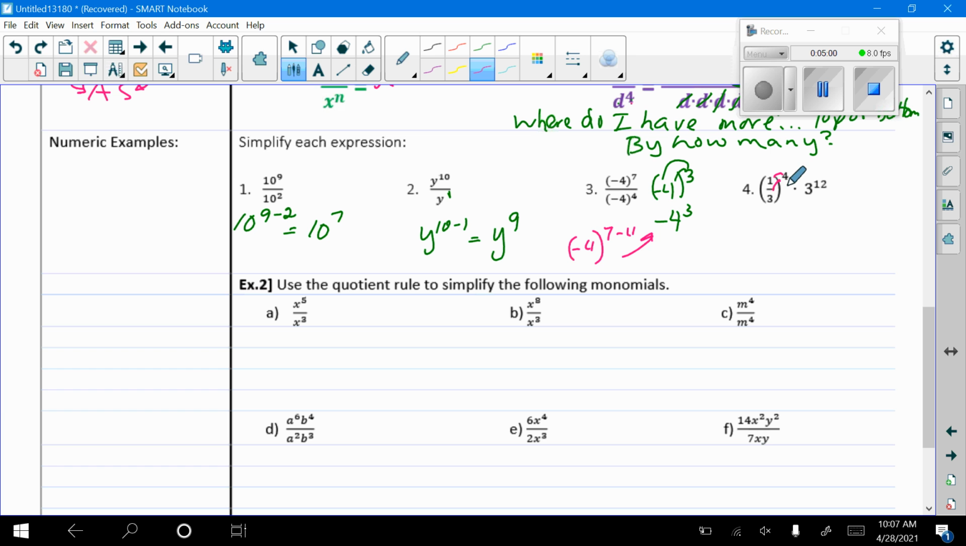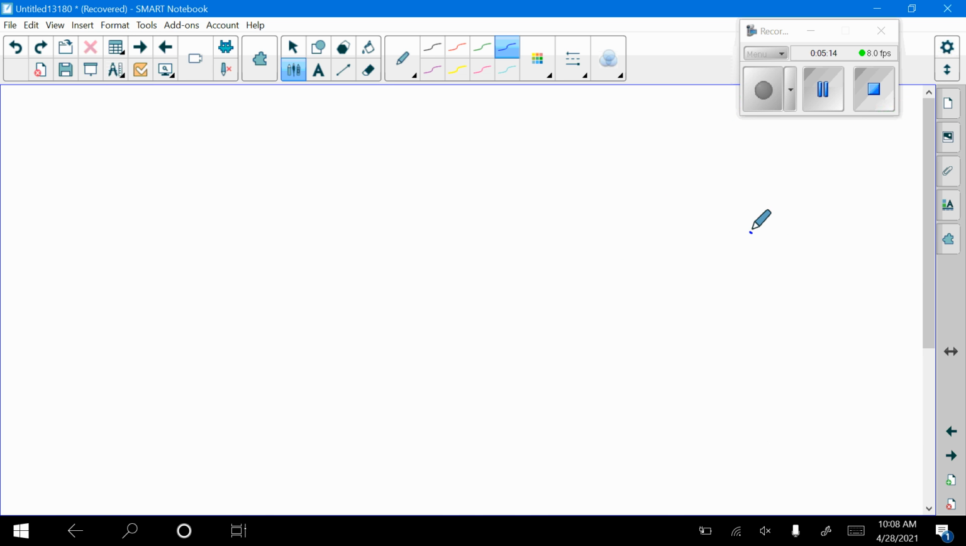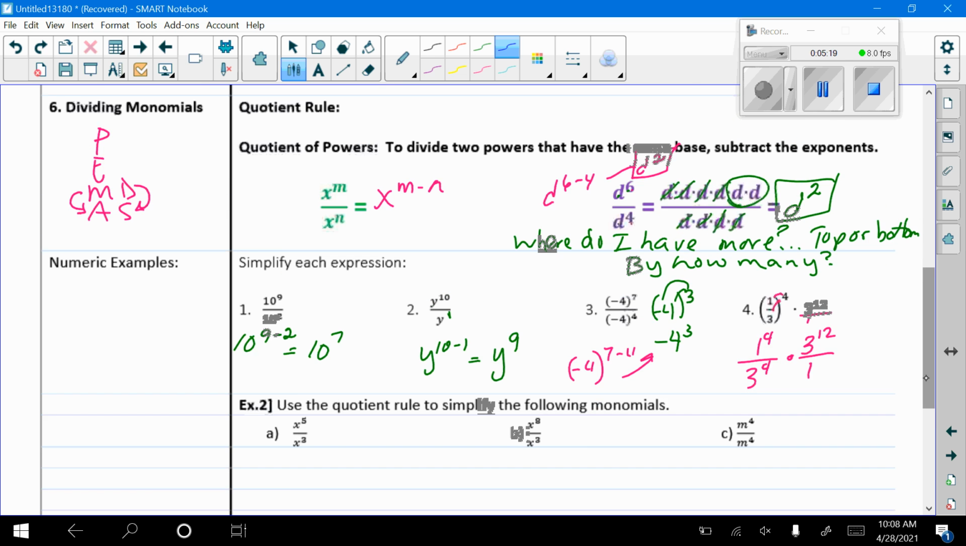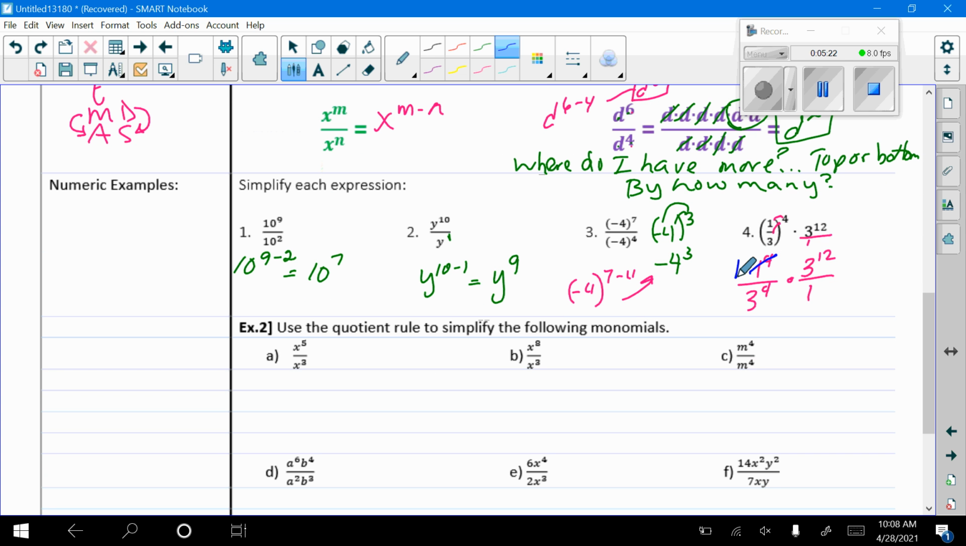This next one, number 4, I have bringing this 4 to each one, so it's 1 to the 4th over 3 to the 4th times 3 to the 12th. This is actually over 1. And any top can be reduced with any bottom. Keep that in mind. So 1 to the 4th power is 1. And so on top, I now have 3 to the 12th over 3 to the 4th. So if I were to write it up here, I'm running out of space. 3 to the 12 minus 4 gives me 3 to the 8th power.